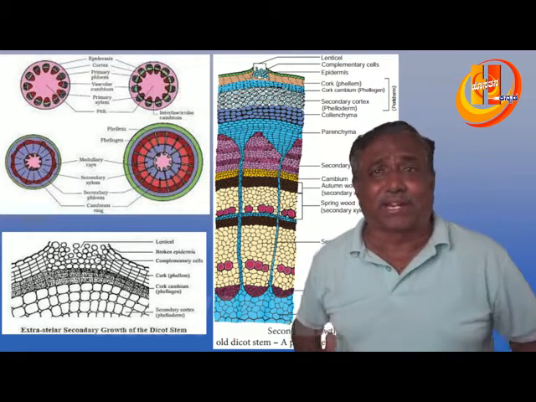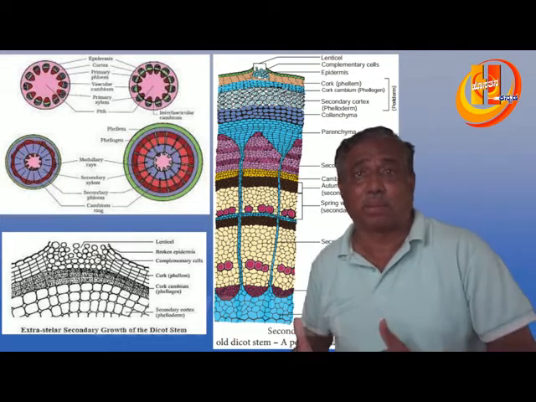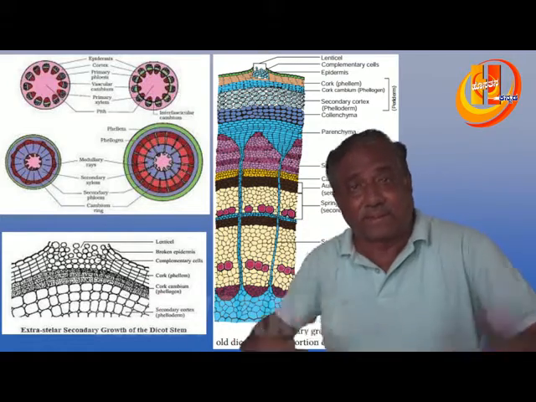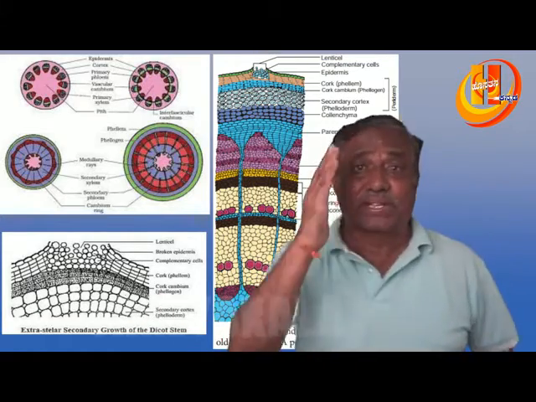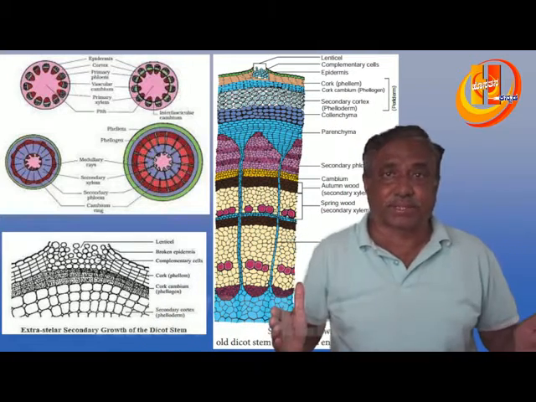The soft, living, yellow colored tissue present towards the periphery in the secondary xylem is called sapwood or alburnum. Sapwood has conducting capacity. These are the changes that take place in the stellar region. Coming to the extrastellar region.